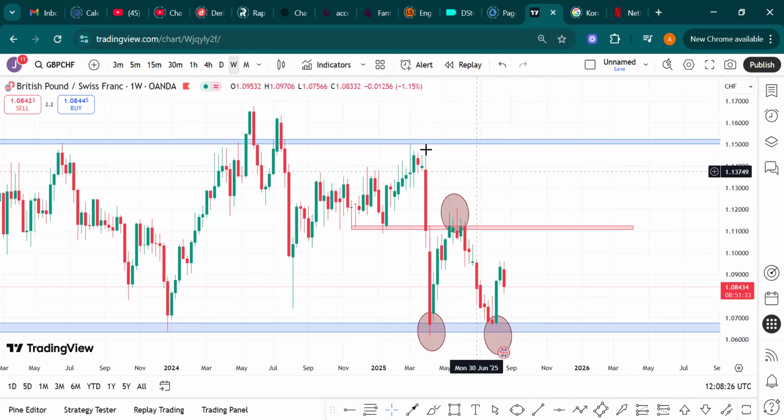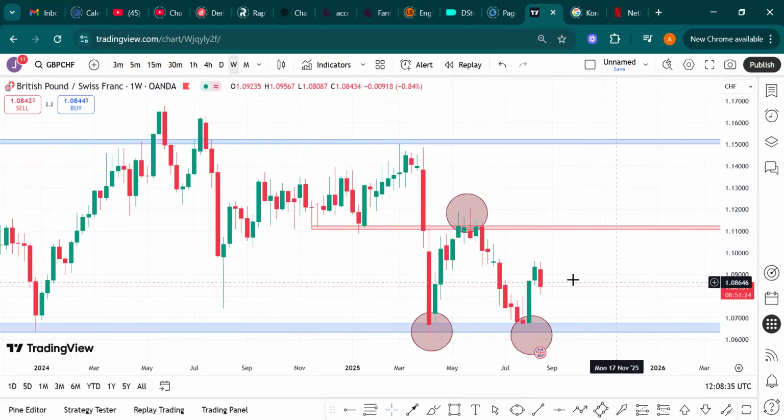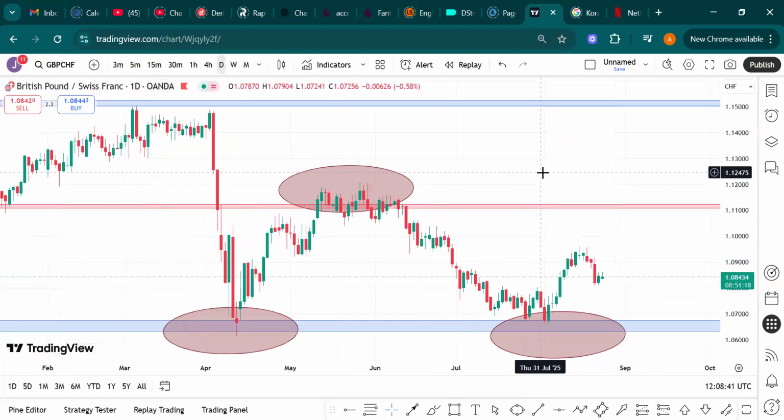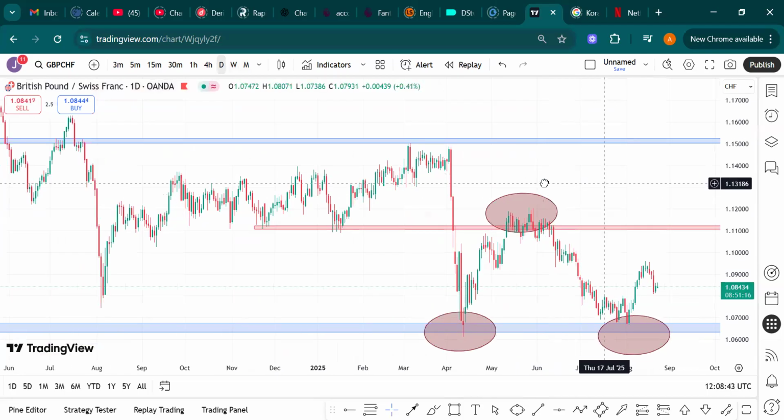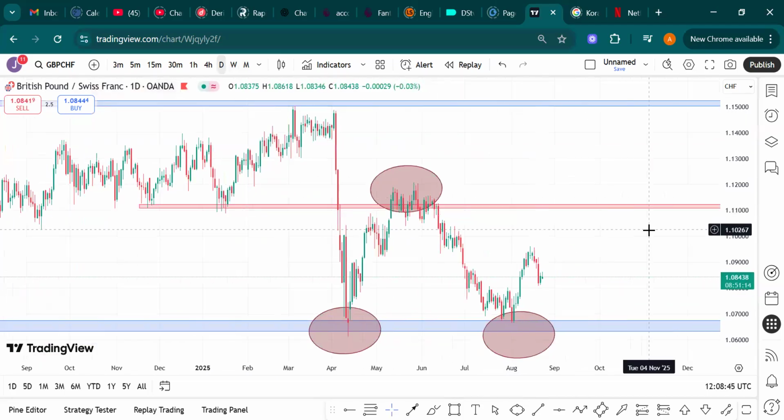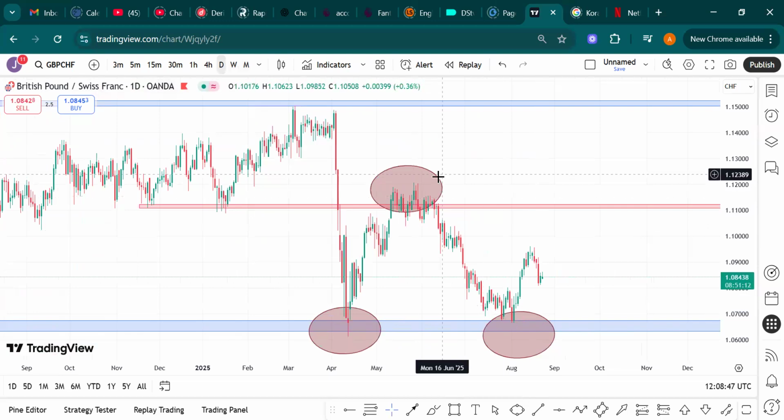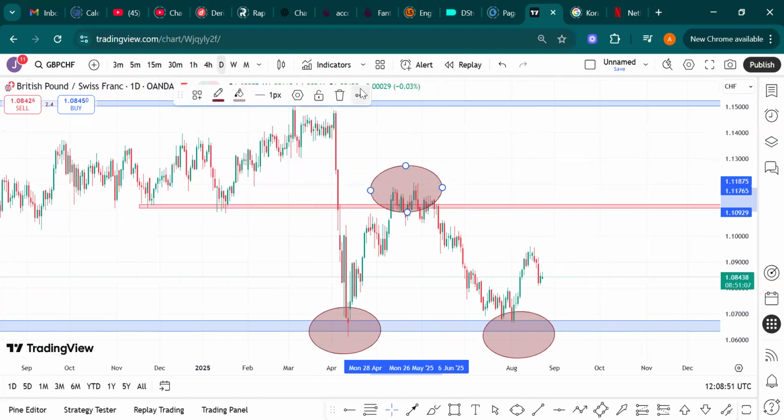Now, this is a weekly time frame, so it wouldn't make sense to start placing trades on this time frame. But for us to have a reasonable stop loss, we have to move further to the lower time frame, and that takes us to the daily time frame. On the daily time frame, just like I said earlier, I use three basic tools for my analysis: support and resistance zone, trend line, and Fibonacci Retracement Tool.